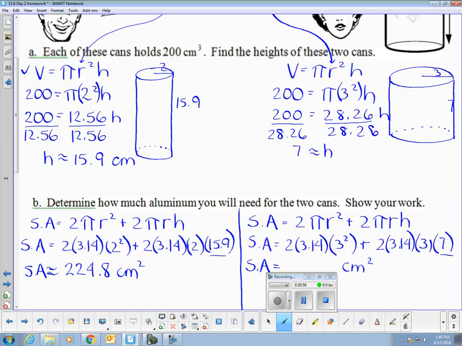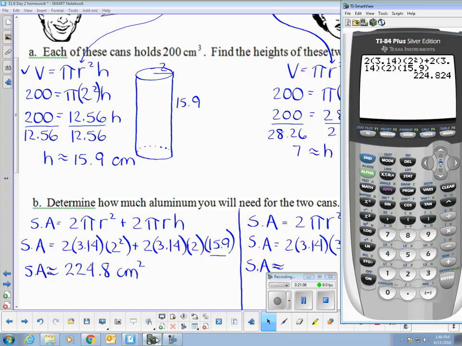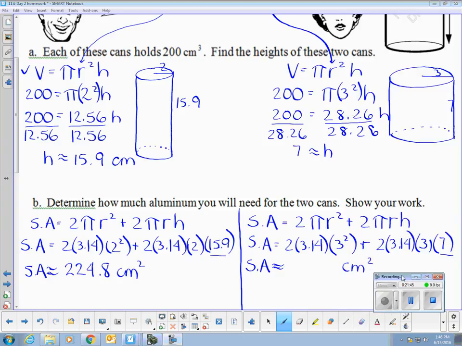Approximation. And now we're calculating the surface area of the second can with the correct radius, which was 3. And the height was 7. And that's about 188.4. So we can clearly see that while the two cans hold the same amount of volume, this second can uses less aluminum.